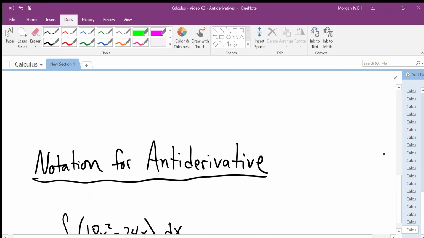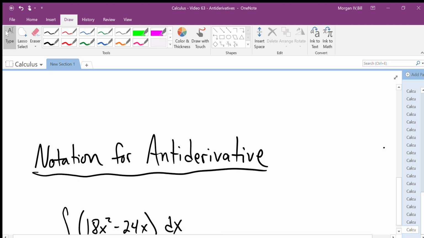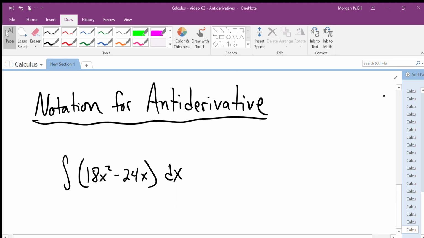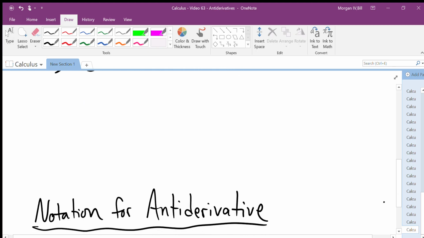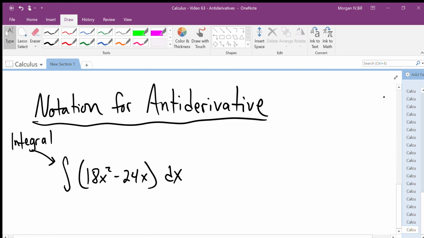So what is the notation for the antiderivative? How do we know that somebody is telling us to do the antiderivative? We get this notation here. This is what's called an integral, and we'll have much more about integrals in the coming videos. This is the symbol for an integral, and this says take the antiderivative of 18x squared minus 24x. That's the function we have right here. What is the antiderivative of 18x squared minus 24x? And the dx here means we're doing this with respect to x.